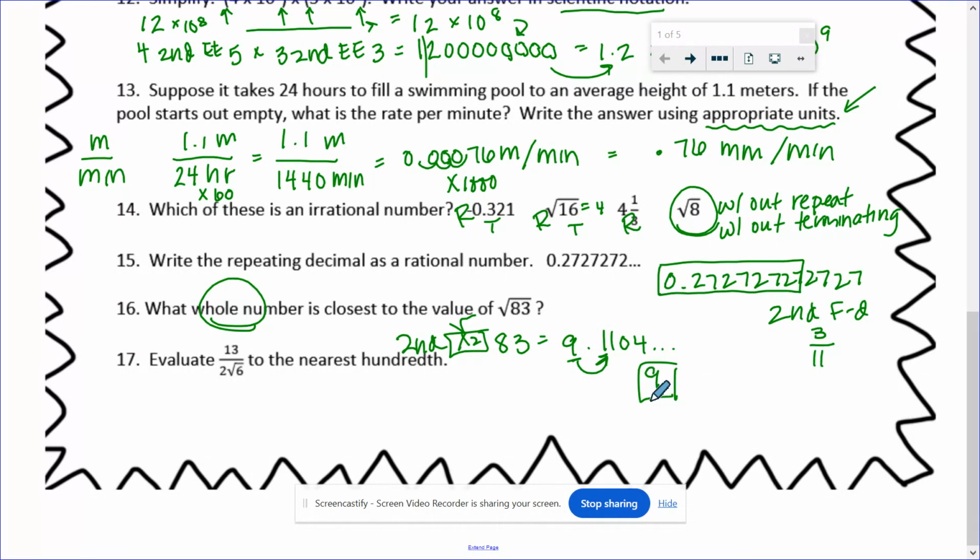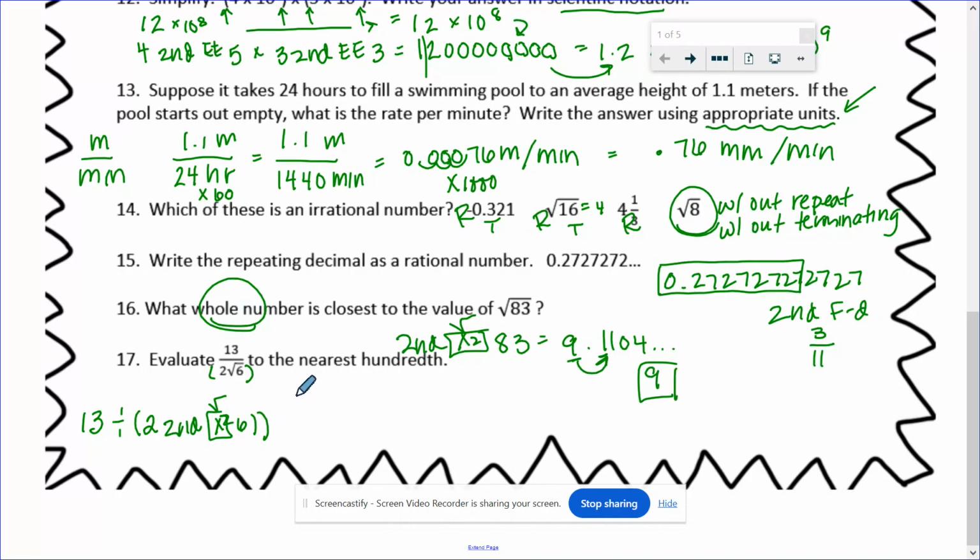Number 17, evaluate 13 over 2 square root of 6 to the nearest hundredth. So you can just simply use your calculator, but make sure that you group the denominator using parentheses so the calculator knows to divide everything. So we want our calculator to know that we're dividing by the quantity of this grouping here of 2 square root of 6. So we're going to press 2, then our second function, x squared 6, and then you're going to need to close the parenthesis for the square root button. So close the parenthesis, and then we want to close that parenthesis. So there's actually 2 parentheses here.